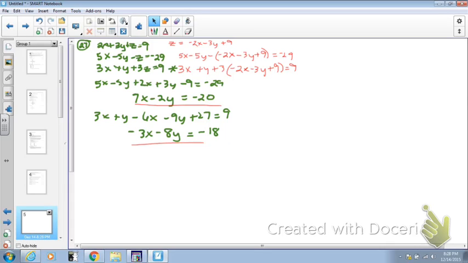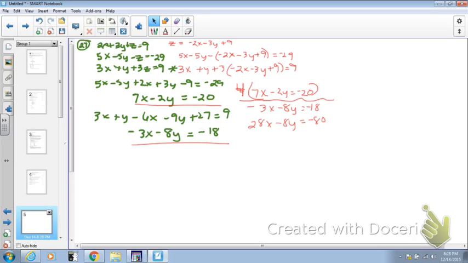Okay, so I'm going to take these two, and I'm going to solve that smaller system of equations, which is 7x minus 2y equals negative 20, and negative 3x minus 8y equals negative 18. I'm going to take this top equation and multiply it by, not 2, by 4, which is going to give me 28x minus 8y equals negative 80.